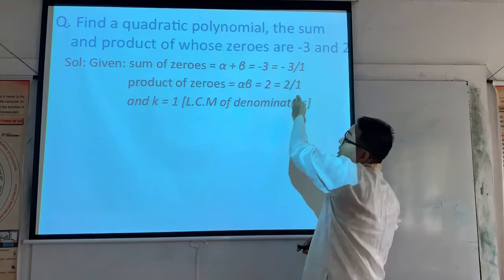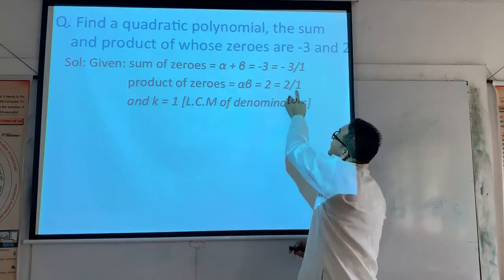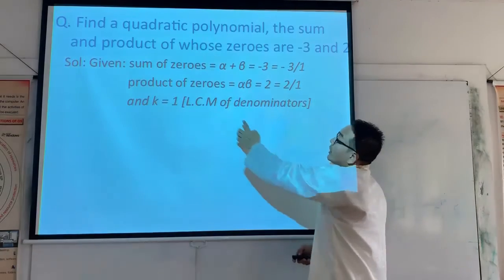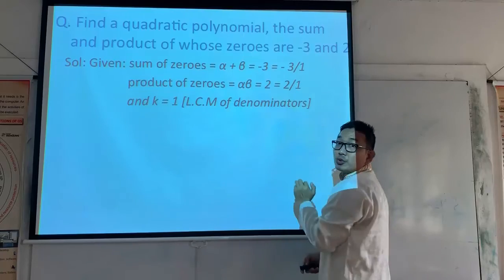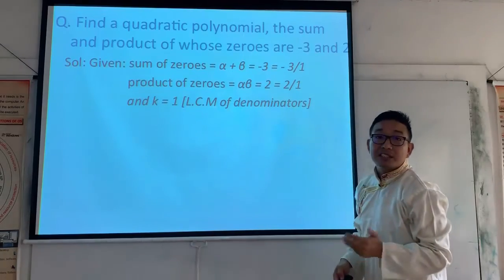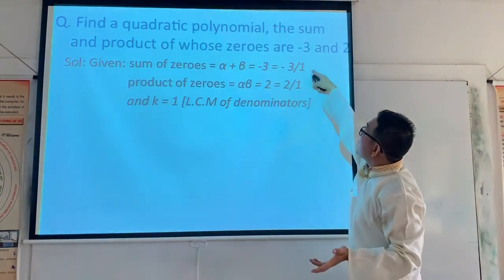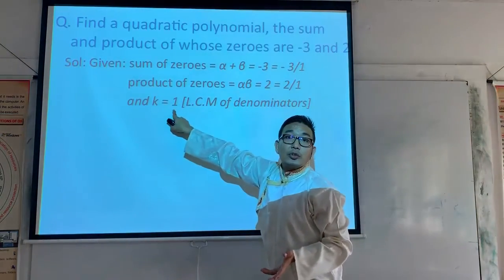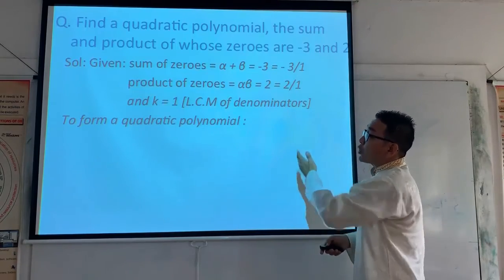If the denominators were different, we would need the LCM. We need to find the LCM of the denominators. For example, with denominators 3 and 2, the LCM is 6, and the rational numbers would be written with denominator 6. So the value of k would be 6 to form the quadratic polynomial.